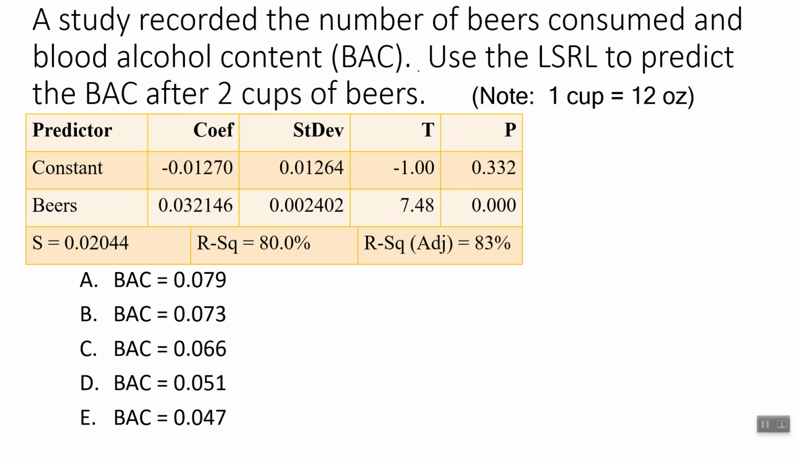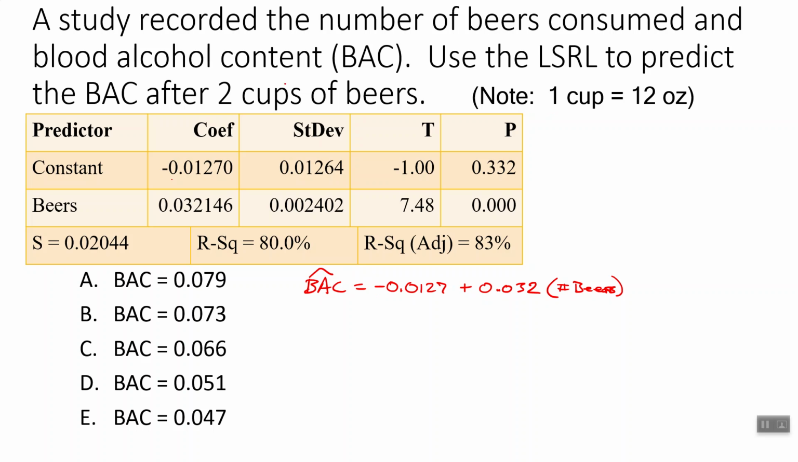A study recorded the number of beers, same information. Use the least squares regression line to predict the blood alcohol content after 2 cups of beer. Note 1 cup is considered 12 ounces here. So we want our regression equation. Our predicted BAC will equal our y-intercept, negative 0.0127, plus 0.032, and there are some other decimal places if you want, times the number of beers. This would be different for wine or other alcoholic drinks. This is only working for a certain type of beer.